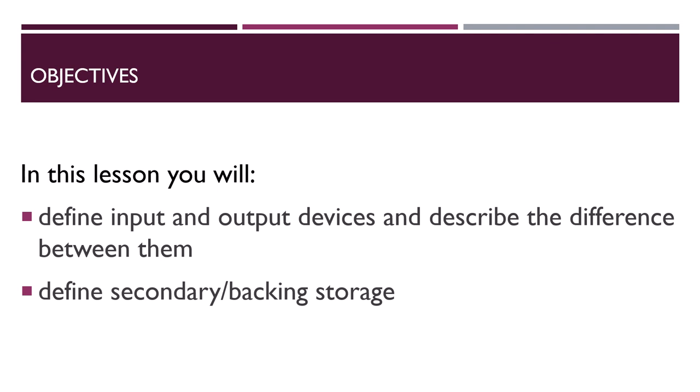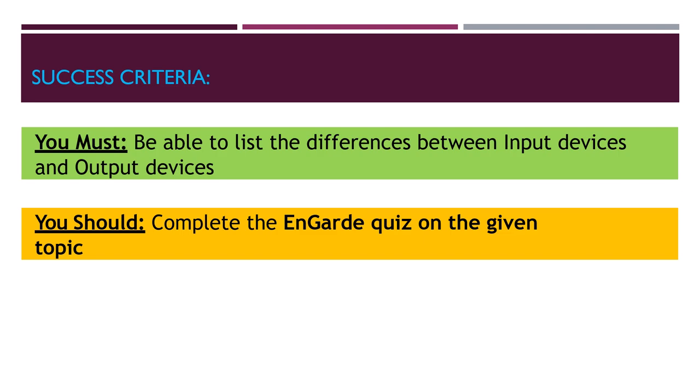The objectives from the syllabus that we are trying to cover today are to define what input and output devices are and what the main difference between them is. We will also try to define secondary or backing storage today. The success criteria at the end of today's lesson is that you must be able to list the differences between input and output devices. And as today's activity, you have to complete the quiz that will be shown to you.